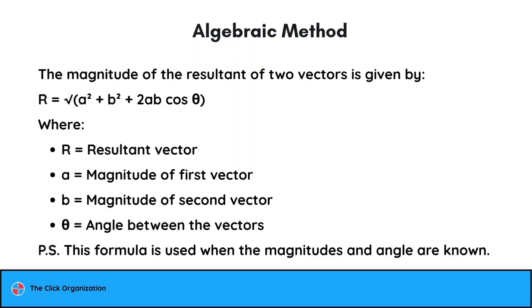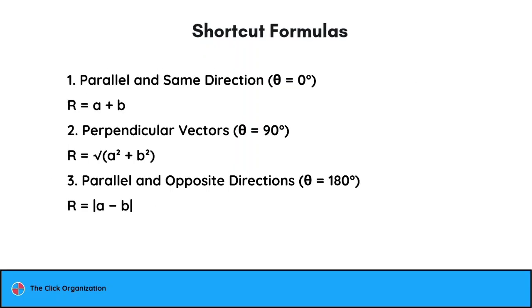Here we have some shortcut formulas because the original formula may be hard to use every time. So for some specific angles, this formula becomes simpler. First, when the vectors are parallel and in the same direction, the angle is 0 degrees. Cosine 0 degrees equals 1, so the formula becomes R equals a plus b. This is very simple. The resultant is simply the sum of the 2 vectors.